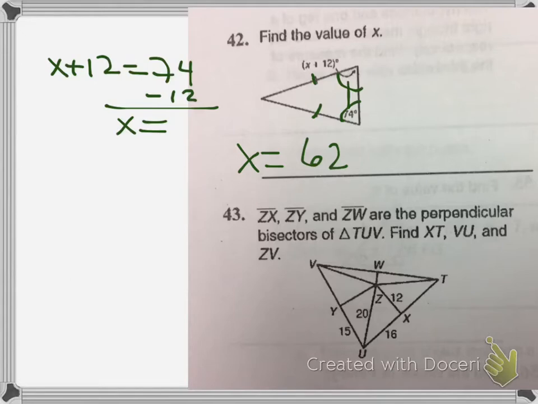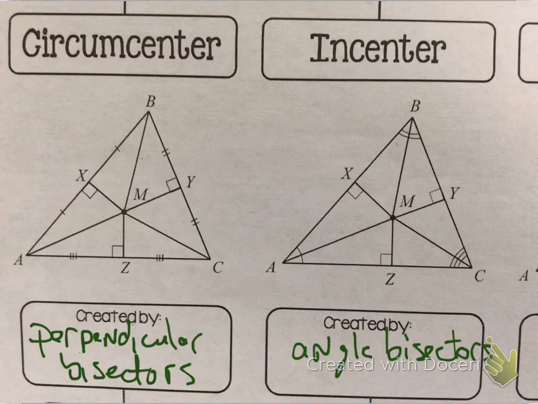Alright, let's talk about perpendicular bisectors and things like that. Just like on the last test, we talked about circumcenters and all that other stuff. Perpendicular bisectors: find XT, VU, and ZV. So let's go back to that. Recall that we had circumcenters formed by perpendicular bisectors, and incenters which are formed by angle bisectors, and we know that these sides are all congruent, not to mention also the sides on the triangle. On an incenter, we knew that these were congruent, the ones that connect to the 90-degree angle.